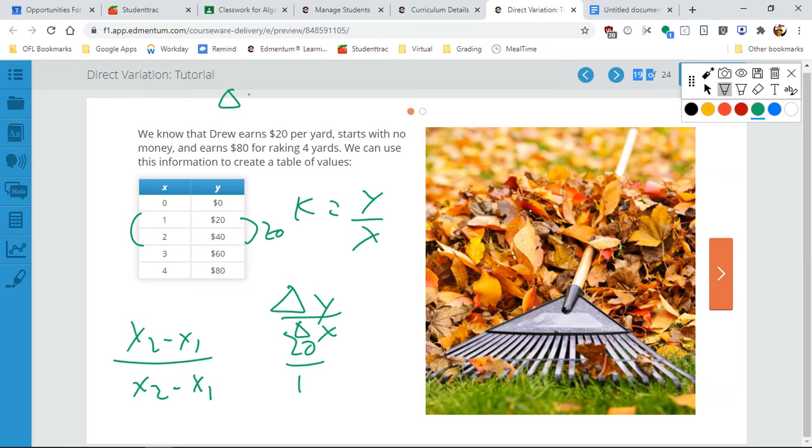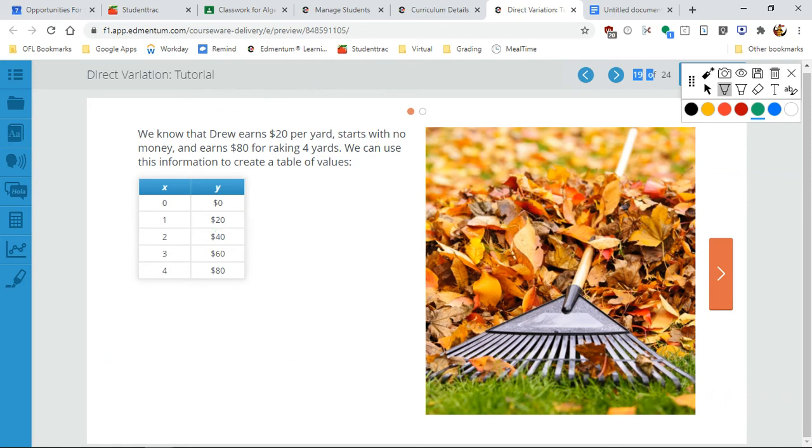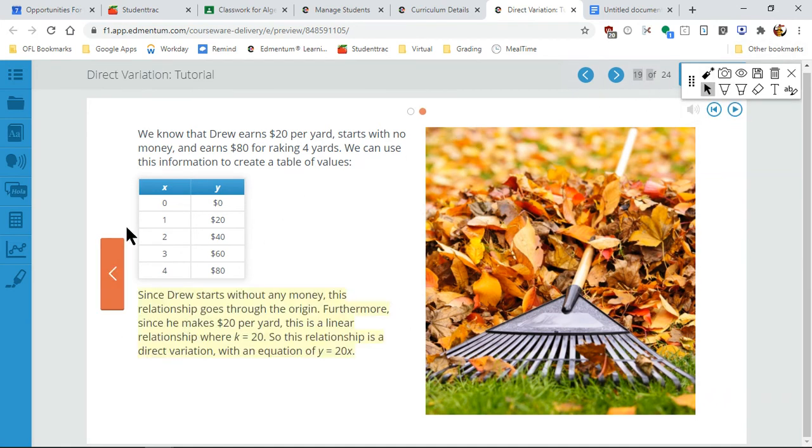This triangle that I keep doing, it represents delta. It's the change in y. How do we figure out the change in y? We take one of the y's and subtract the older y. That's it. But instead of using that formula, like I said, it's easier to just do y divided by x for direct variation.